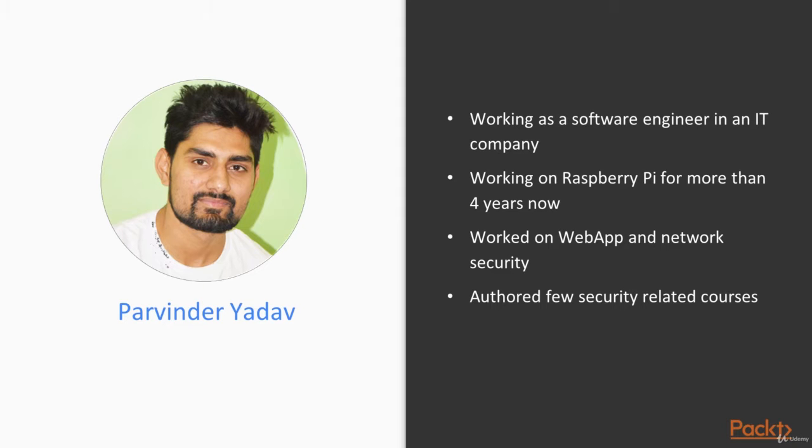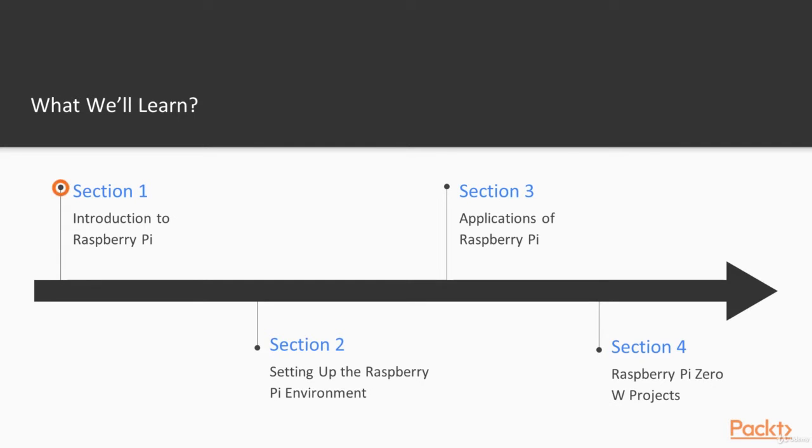My name is Parvinder and I've been working on Raspberry Pi for more than 4 years. I'm also working on web app security, and before this course, I have also published a few security courses as well. This course is divided into 4 parts. First part is the introduction to the Raspberry Pi. So if you don't know anything about the Raspberry Pi, then this section will be for you.